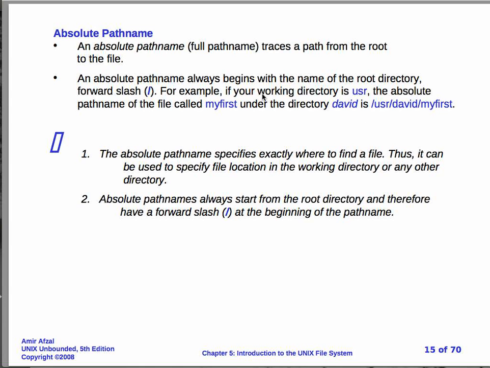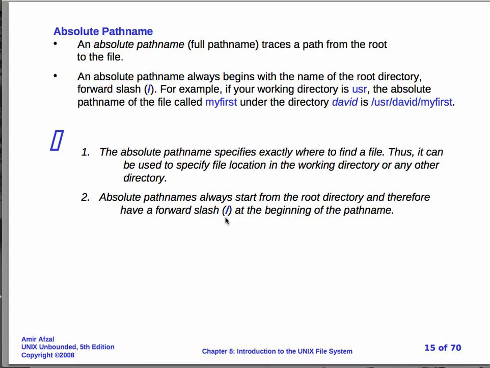Okay, so if your working directory is /usr, the absolute path name of the file called myfirst under the directory David is /usr/David/myfirst. So the absolute path name specifies exactly where to find a file. Thus it can be used to specify the file location in the working directory or any other directory. So if you are in some directory and you want to locate a file, you can always use the absolute path name to find that file. Absolute path names always start from the root directory, and so they always have a slash at the beginning of the path name.